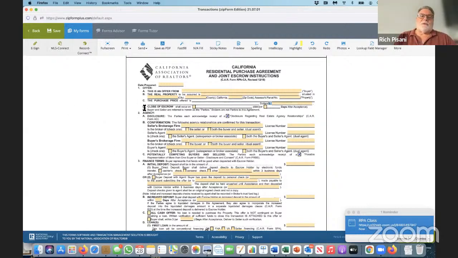This next portion is really important, the agency. Who's representing who? As we all know, agency is through the brokerage.